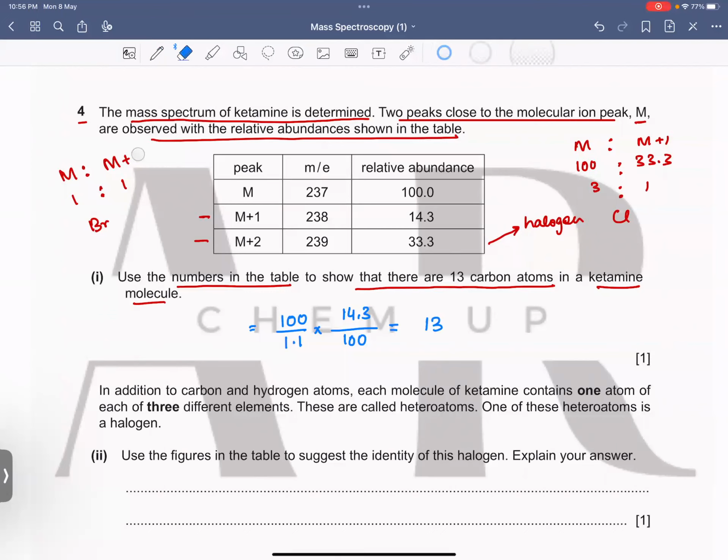Yeah, thank you, Abdullah. It's m+2. If the M to m+2 ratio would be 1:1, then it's a bromine.